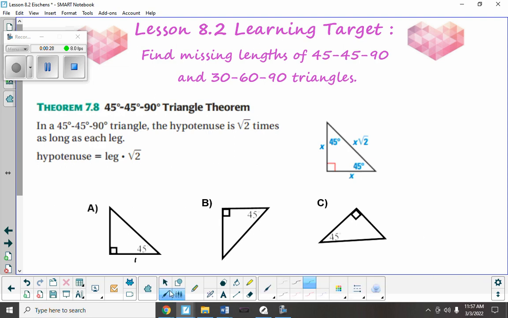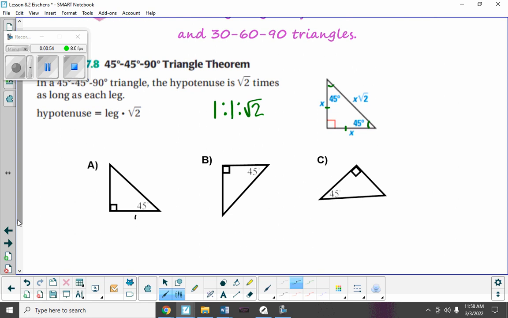So first of all, with a 45, 45, 90, we have two congruent angles, which means it's an isosceles triangle. So two of the sides are the same. So the ratio with every 45, 45, 90 triangle is 1 to 1 to the square root of 2. The hypotenuse is always the longest, so it's the square root of 2 times longer. So for example, if this is 45, this is 90, this is 45. So in your standard 45, 45, 90, if the two legs are 1 and 1, the hypotenuse is root 2.